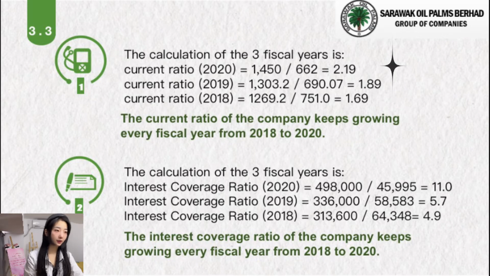First, calculate the company's current ratio for the 3 years and find that each fiscal year has an upward trend. Second, the interest coverage ratio is calculated. It can be seen from the data that the company's interest coverage ratio has kept increasing in every fiscal year from 2018 to 2020, especially in 2020, the figure is twice that of 2019.